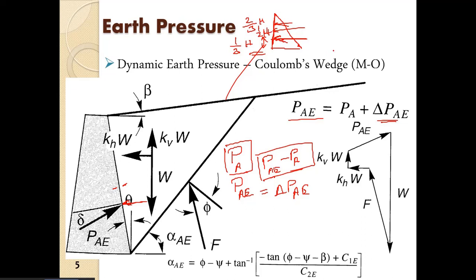That particular point we have to keep in mind when we analyze the rotational stability of the wall. When we analyze the rotational stability, we take the moments about one particular point. The moment acting on the wall about this point will be h by 3 into PA. That is the moment due to the active earth pressure in the static case.